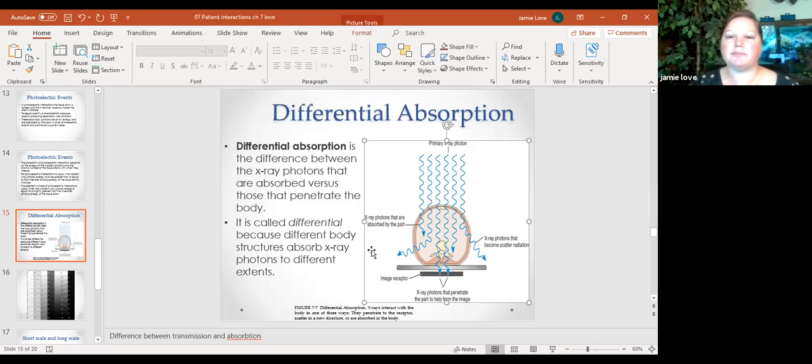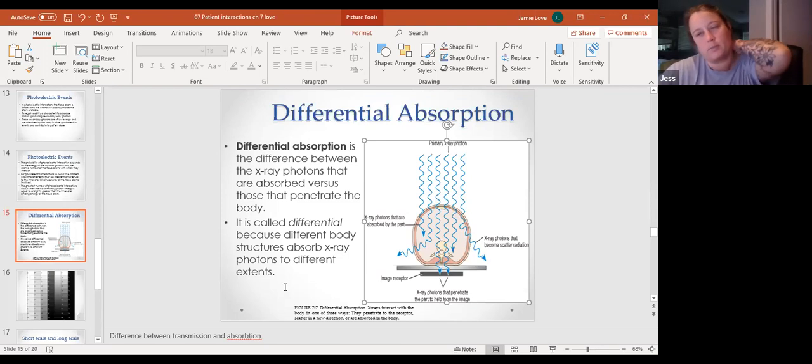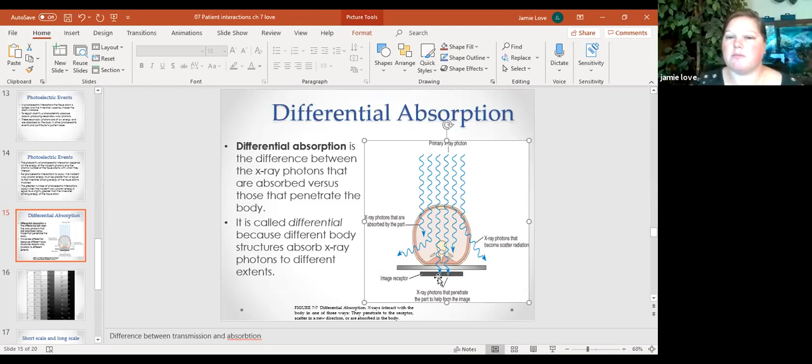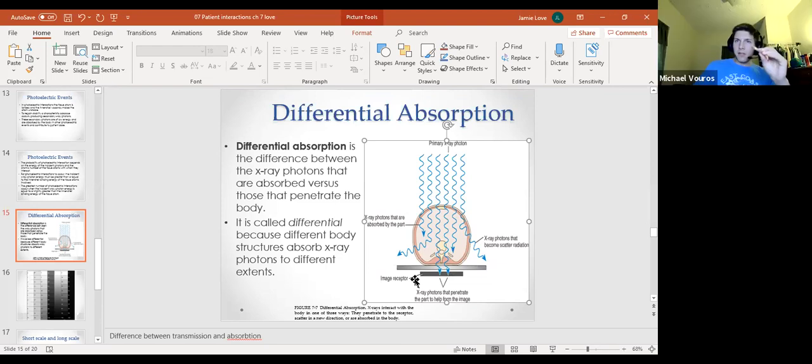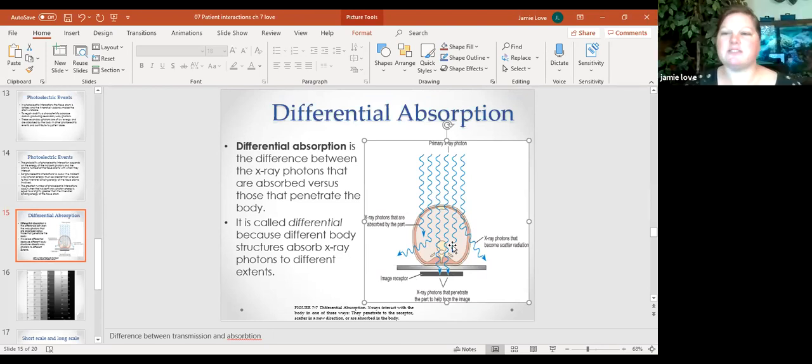You said it was the difference between the primary beam and what? The remnant or the remainder, the leftover X-ray beam. It's the process of absorption. And the photons that are getting absorbed by the part, that's where the photoelectric is happening? Photoelectric is happening, yep. And these that are coming off scattered are Compton.